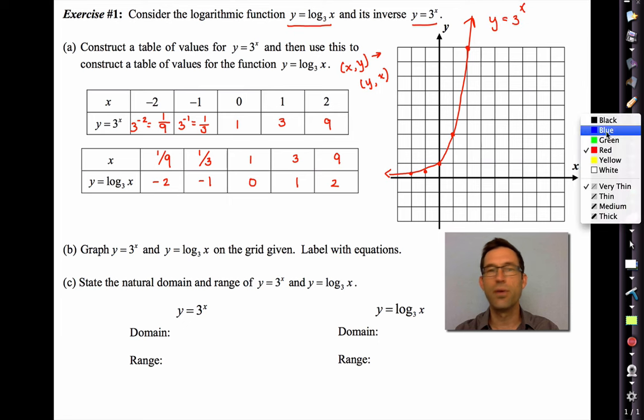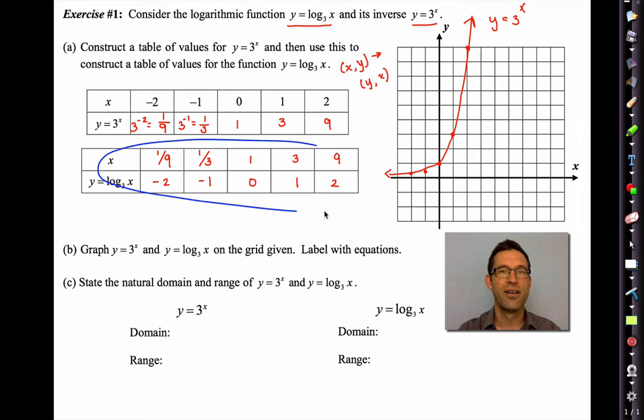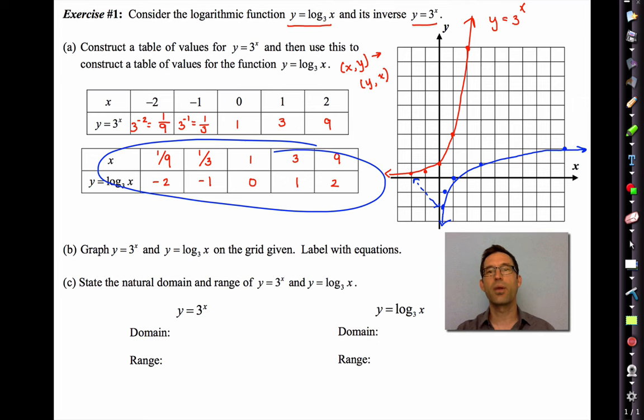Okay, I'm going to switch over to blue and do the logarithm graph. So now I have 1/9, negative 2, right? That's the equivalent of this point, right? That one went here. Then I'm going to have 1/3, negative 1. Then I'm going to have 1, 0, 3, 1, and 9, 2. And I'll get the classic increasing logarithm graph. There we go. Look at that. All right. Now, we've got the two graphs.